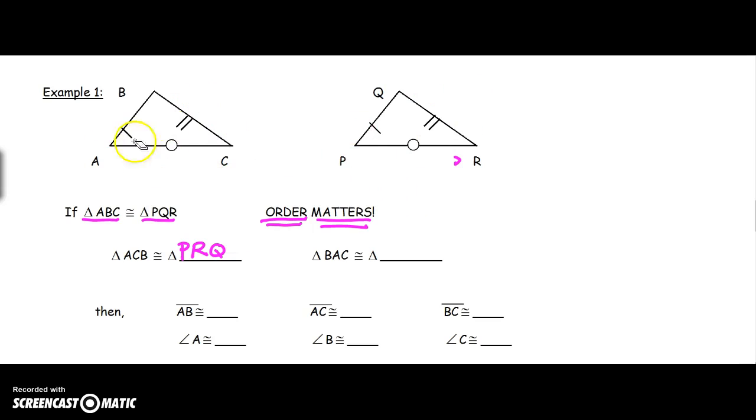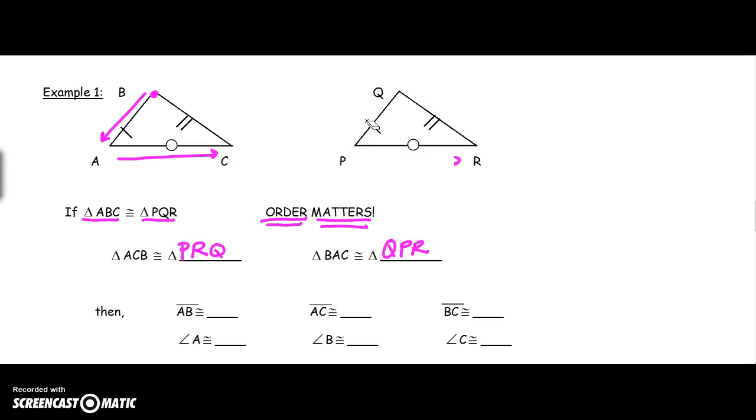The next one, though, we're going to start at B, and then we're going to go down to A, and then over to C. So when we label the second one, we're going to start at Q, because that's where it begins, down to P, and then over to R.